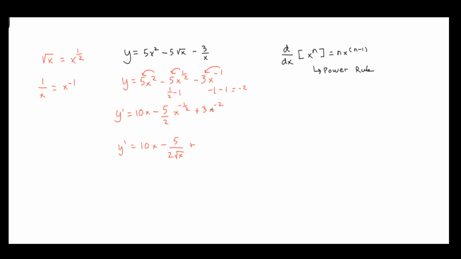And then we can do the same thing here. Since we have a negative 2 value, we know this is going to go in the denominator as well. So we could have 3 over x squared. And that's our final answer.